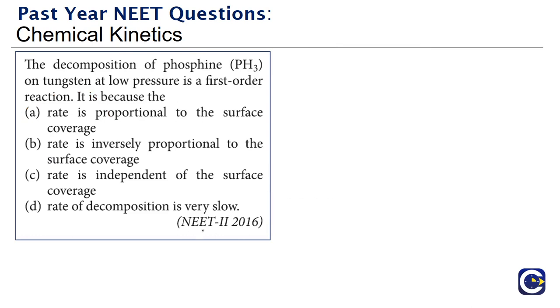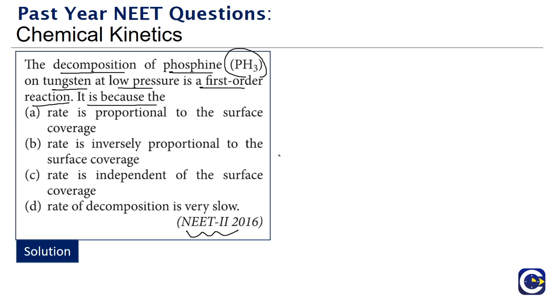Next we have another theoretical question based on the order of the reaction. It's a question that has come in the NEET second paper 2016. The decomposition of phosphine PH3 on tungsten at low pressure is a first order reaction. In fact, this question can be made more descriptive by saying that at high pressures the reaction actually becomes zero order.